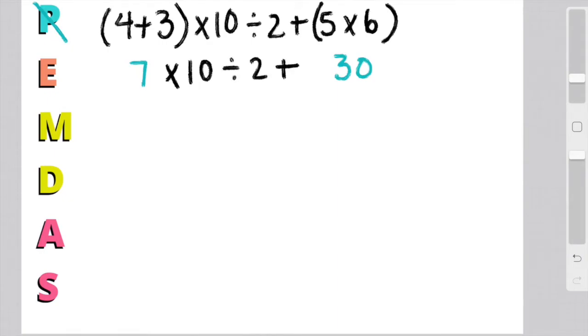Next we would have exponents. We have none. So how do we know which comes first, the 7 times 10 or the 10 divided by 2? Well, if you remember when I was explaining what PEMDAS is, we know that multiplication and division are interchangeable and we use them from left to right. So if we look at the left, it starts with 7 times 10. So we're going to do 7 times 10 equals 70 and then bring everything else down.